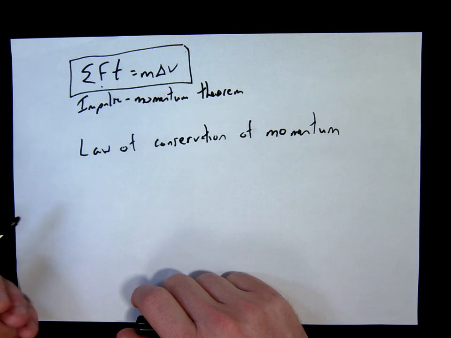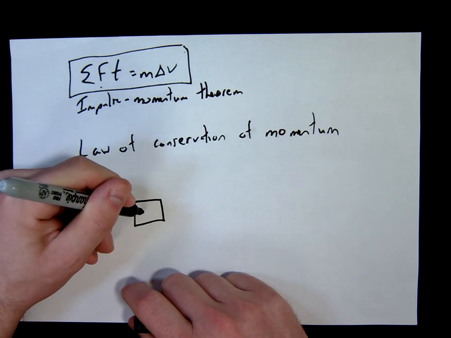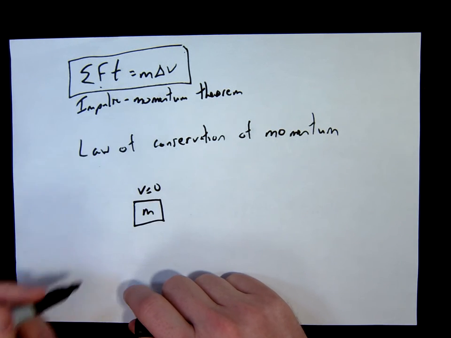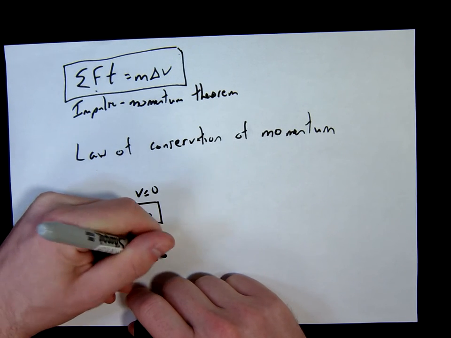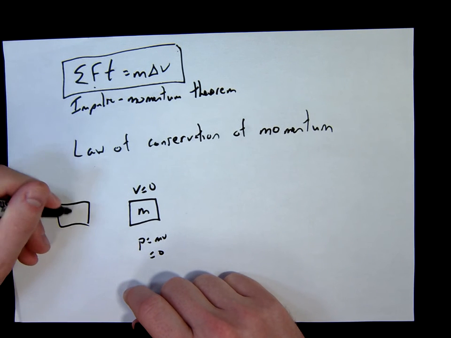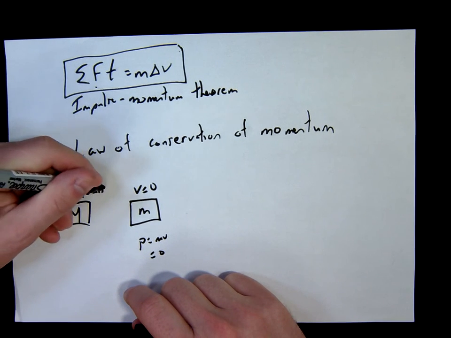So what does that mean? Well, it means that if I have an object, let's say standing here, I'm going to give it a mass m, and its velocity is 0. What would be its momentum right now? Its momentum would have to be m times v, so its momentum has got to be 0. It's not moving. But I've got another object. I'm going to make it big M, and it's moving with a speed, let's just say 10 meters per second, moving this way.